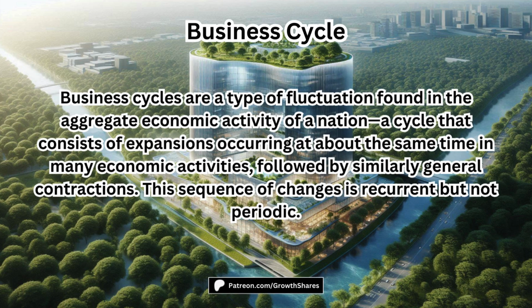Business cycles are a type of fluctuation found in the aggregate economic activity of a nation. A cycle that consists of expansions occurs at about the same time in many economic activities, followed by similarly general contractions. This sequence of changes is recurrent but not periodic.